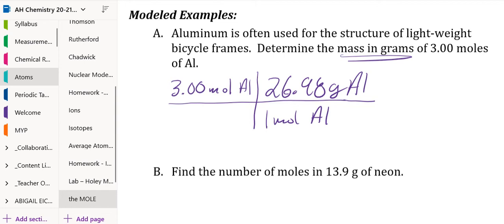Why did we write it this way? So you can cancel off the mole. Well, moles cancel out.